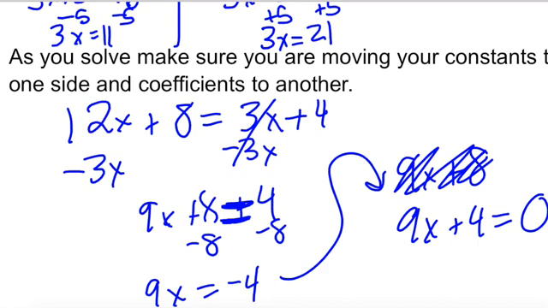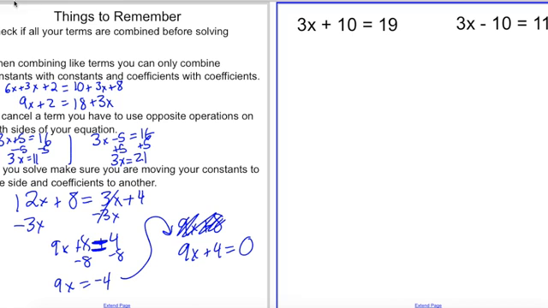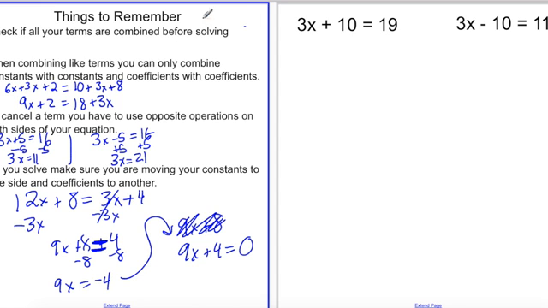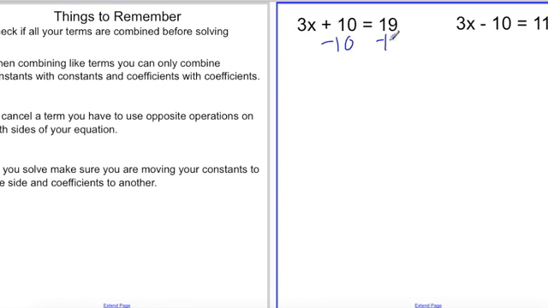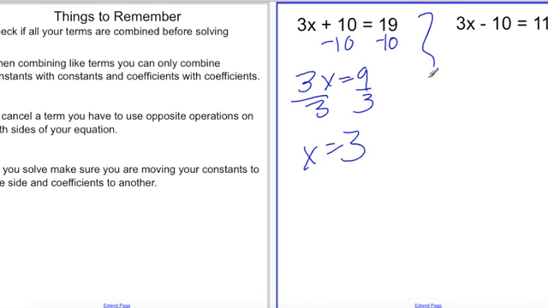Now, let's go through a couple of examples that we can talk with one another about. And I'm just going to leave these rules on the side over here. I'll clear all the work. So for this example, my first step is I want to get rid of all my constants on this side because I want my coefficient to be on this side. I'll subtract by 10 on both sides. I'll have 3x equaling 9. And then this is where I would divide because I'm multiplying here. 3 times x, I would actually divide by 3. X equals 3.